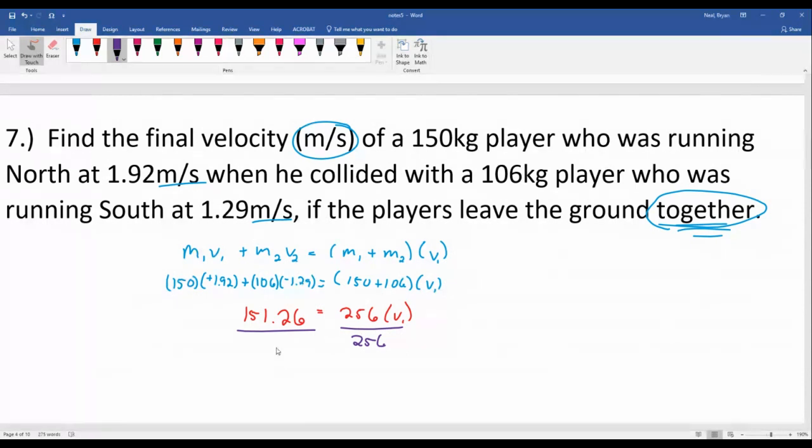Because again, remember, it's two people moving at the same time. Together, they're overall heavier. We get 0.59, and because it's a velocity, meters per second.